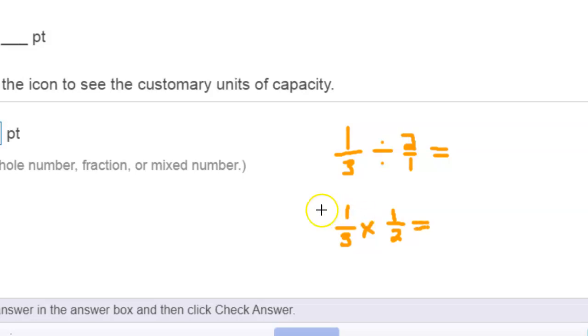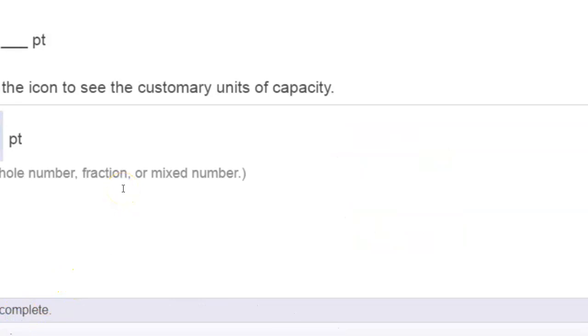And so now all I have to do is multiply across. 1 times 1 is 1. 3 times 2 is 6. So I have 1/6. So therefore my answer is 1/6 pint.